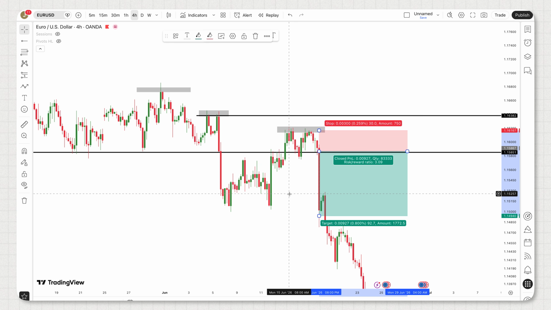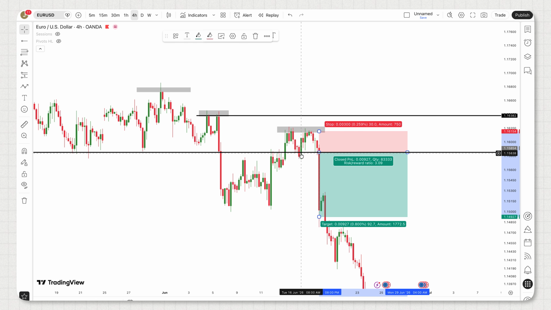And as you can see, buyers tried to push price back up, but failed, which then created equal highs. Those equal highs showed me that price does not want to buy above this point, right? This is a strong level of sellers and price does not want to go above this level, right? So that is why I placed my stop loss around here.